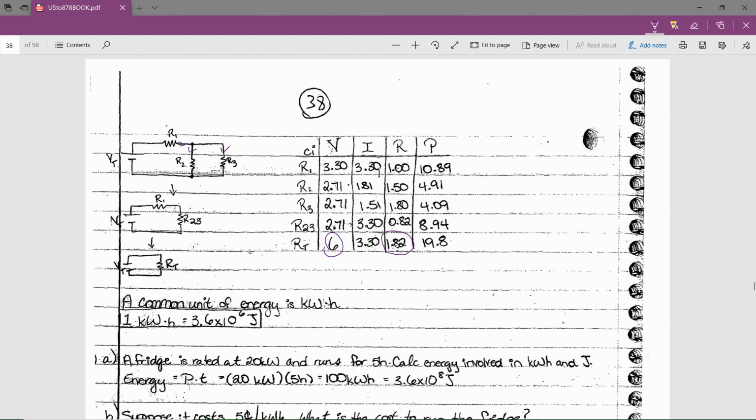And the power is I times V, so get all these powers. Now let's see here. My total is 19.8. So if I add up R1, which is 10.9, and around 5 and 5.99, yeah, 19.8. You don't add R23 in, because R23 is not a real resistor. But if I add up the powers dissipated across R1 and R2 and R3, I can get the total power associated with this circuit. Okay?